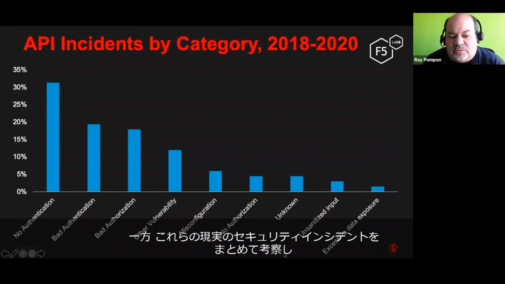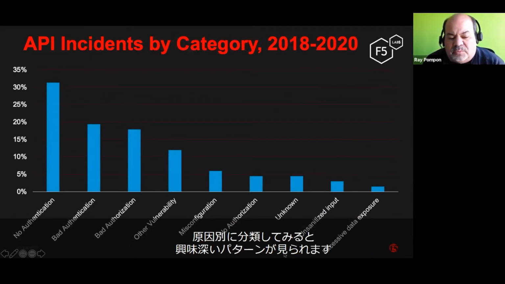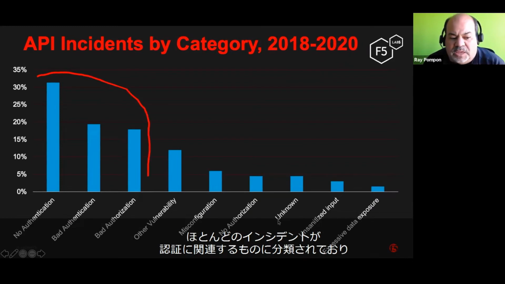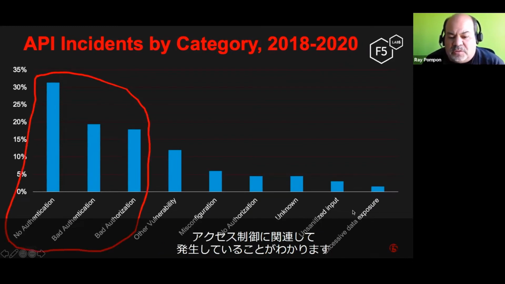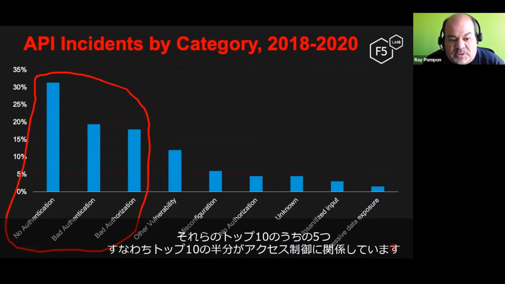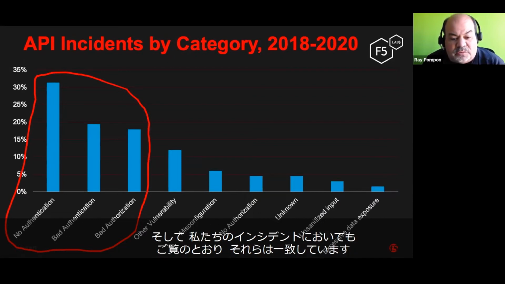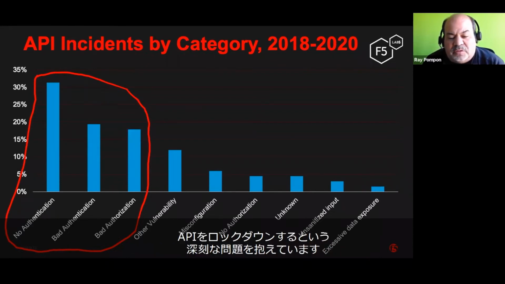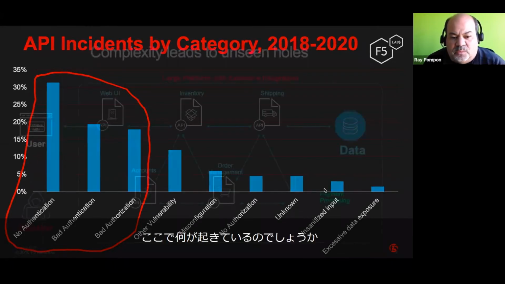But when we look at these actual security incidents together and categorize them by cause, we see an interesting pattern. If you look over towards the side of the graph, under authentication, we see that most of the incidents are related to access control. In fact, if you look at the Open Web Application Security Project, the OWASP API Top 10, 5 of those 10, half of the top 10, involve access control. And as you can see, our incidents also match up. We're having a serious problem locking down our APIs as they move between our application services. This is difficult. What's going on here?